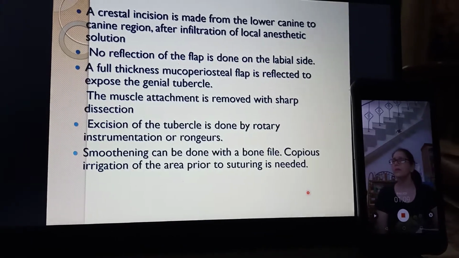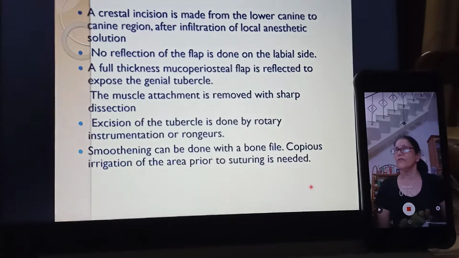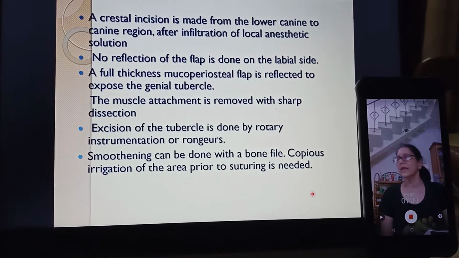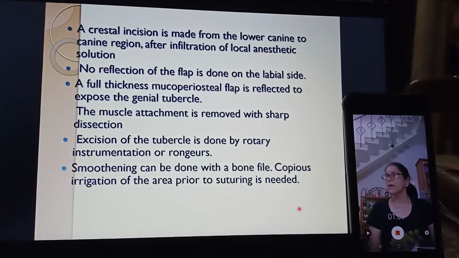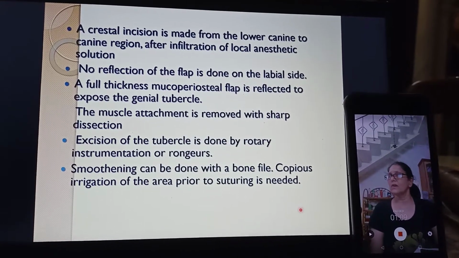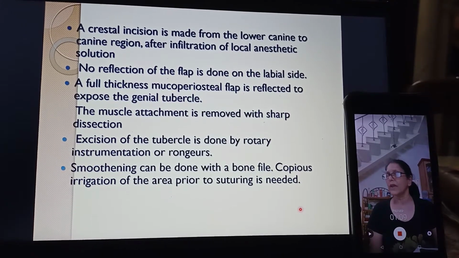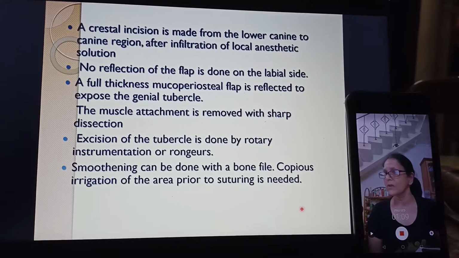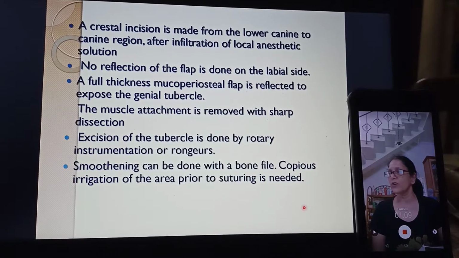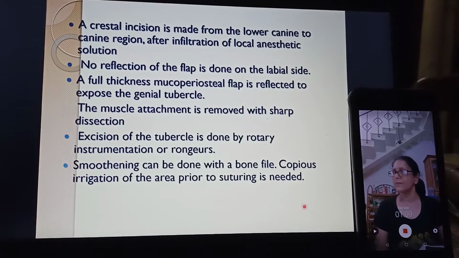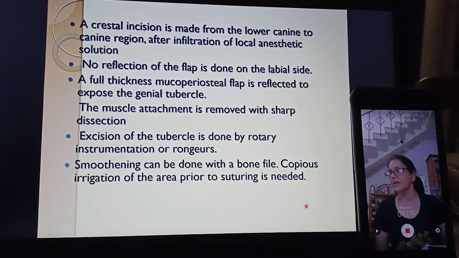How do we do that? A crestal incision again is given from say lower canine to canine area after infiltration of the local anesthetic. No reflection of the flap is done on the labial side, obviously because we need to carry out our procedure only on the lingual side. So very carefully the lingual flap is reflected. A full thickness mucoperiosteal flap is reflected till you reach the level of genial tubercle.